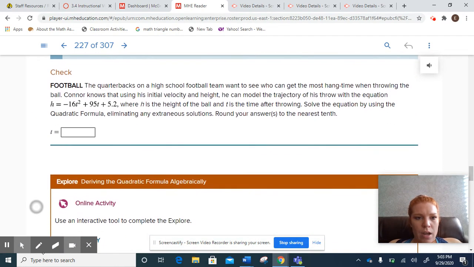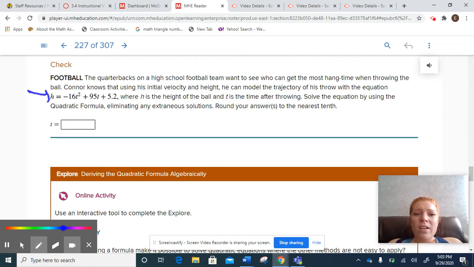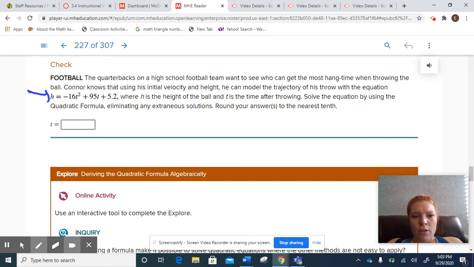So let's go ahead and try this one. They want us to see who can get the most hang time when throwing the ball. The trajectory of his throw is given by this equation. It has one decimal in it, so I like the quadratic formula for this one. It says H is the height of the ball, T is the time after throwing. Solve the equation using the quadratic formula, eliminating any extraneous solutions.